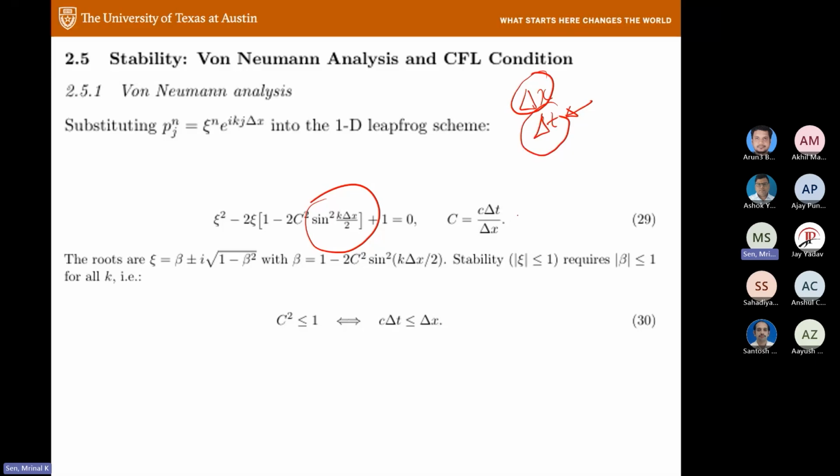So here the criterion is given by the product of C delta t over delta x. So delta t is dictated also by delta x. Okay. So these are related. As soon as you change your delta x, you have to change your delta t also. Okay. The main thing is to avoid numerical errors.